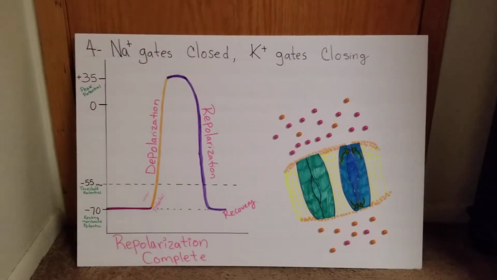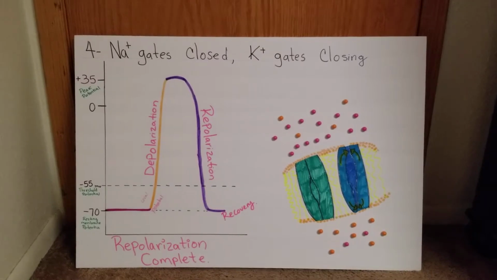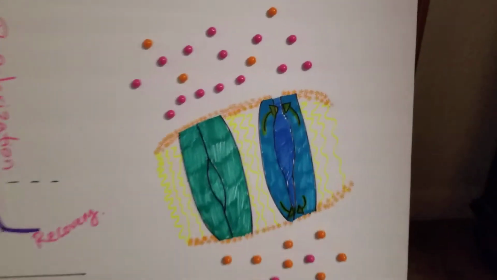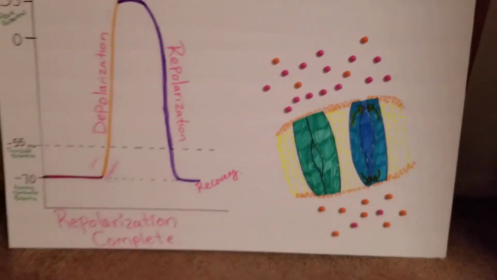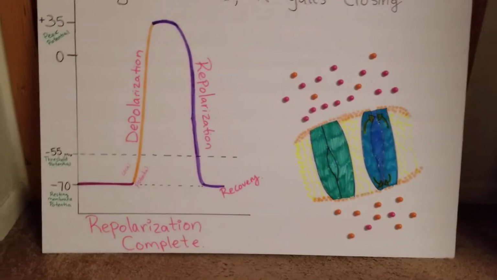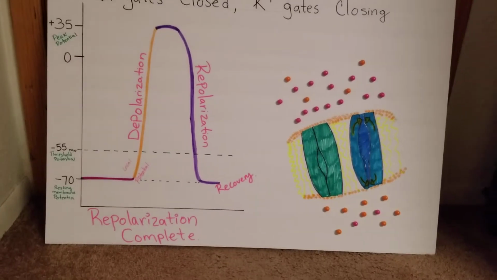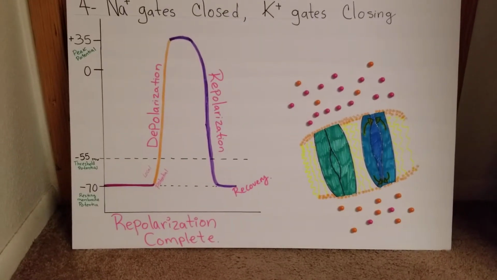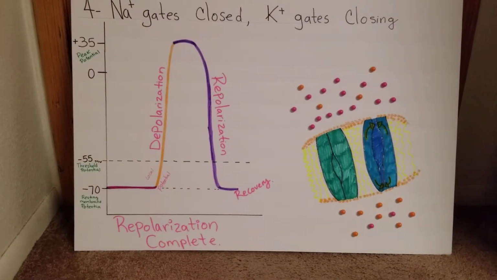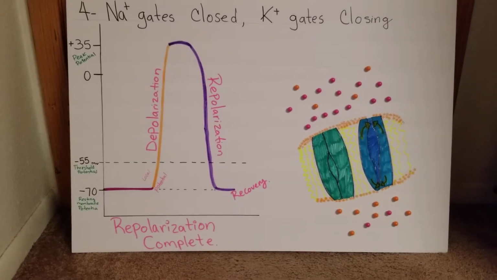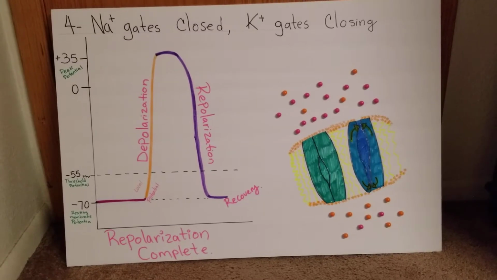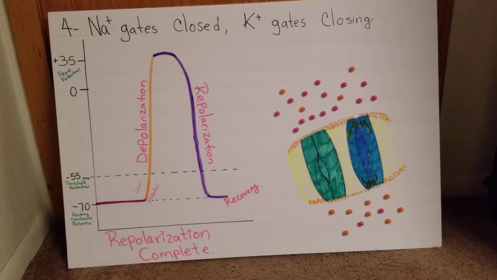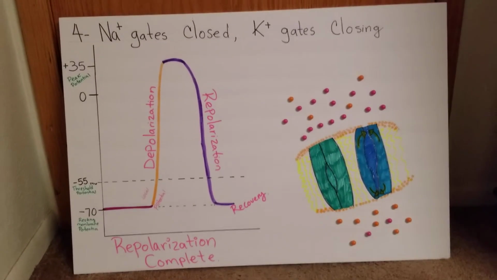Finally, sodium gates have closed and potassium gates are starting to close as well. The potassium gate closes, the membrane has achieved a polarized state again, and the resting membrane potential has been reestablished, steadily reaching the negative 70 mV again and taking a small amount of time for recovery.